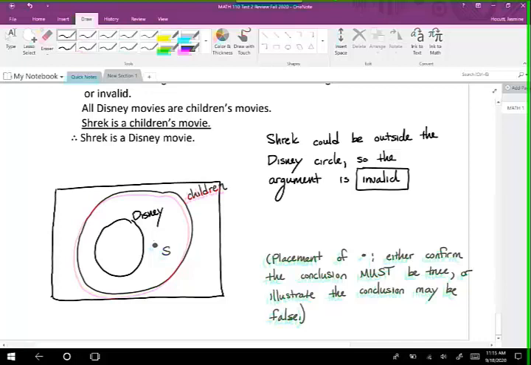Okay. So, like I said, this is not a comprehensive review, but we've definitely gone over a lot of the most important types of problems. Okay. So, good luck on the test.